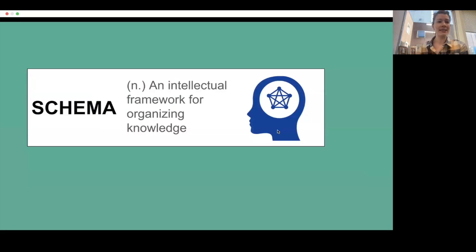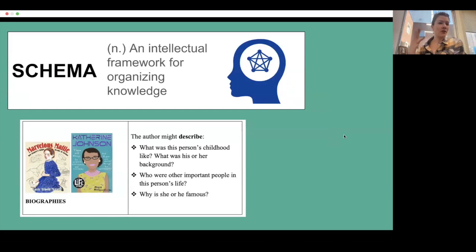So a schema is a noun. A schema is an intellectual framework for organizing knowledge. Some mental framework that we have in our heads. We're walking around with lots of schema, and it helps us to organize new information that we're getting. So when I introduced myself, I gave you all sorts of information about who I am, my background, what I do. I first introduced a kind of schema.